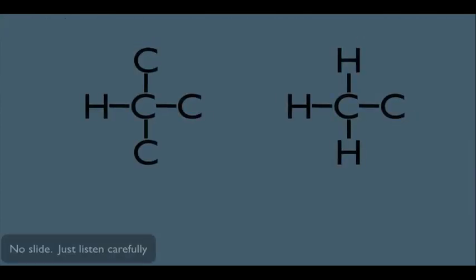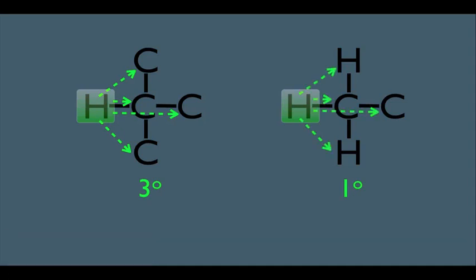Let's say we have 2 hydrogens here. Notice this hydrogen on the left happens to be a tertiary hydrogen, and this hydrogen on the right happens to be a primary hydrogen. Now remember, carbon and hydrogen roughly have the same electronegativity, but carbon is slightly more electronegative than hydrogen, which means the tertiary hydrogen would technically be in the proximity of 4 carbons, whereas the primary hydrogen is in proximity to 2 hydrogens and 2 carbons.